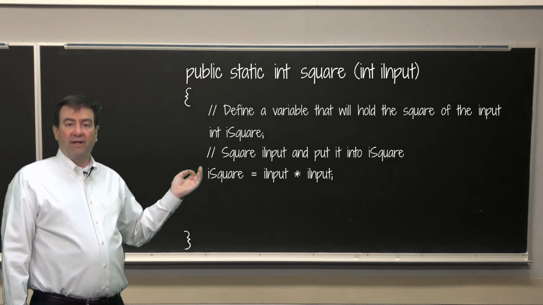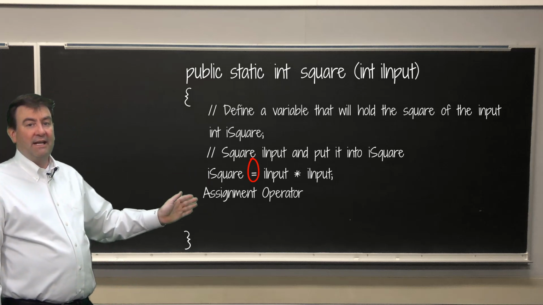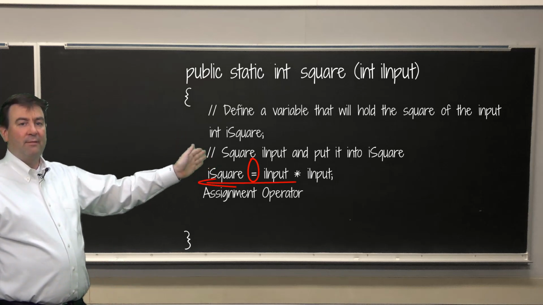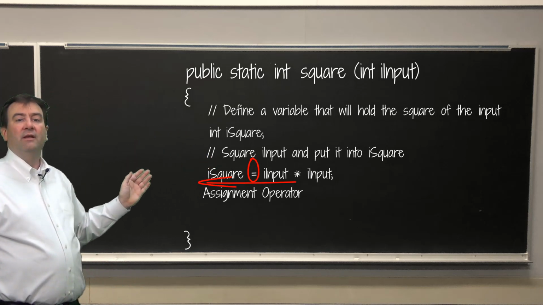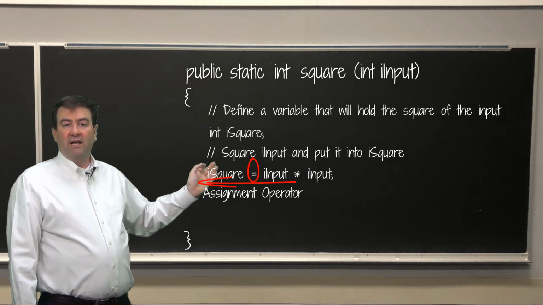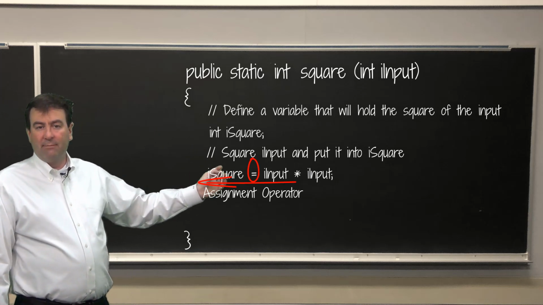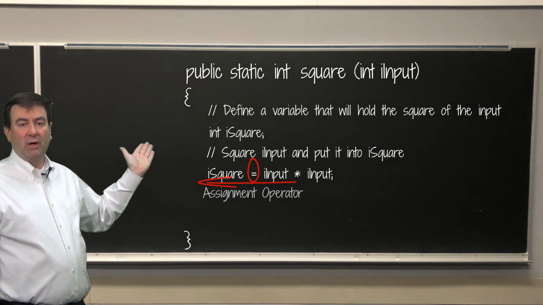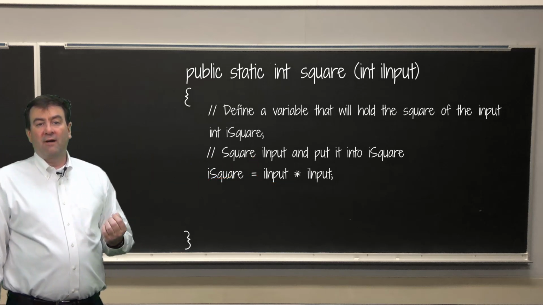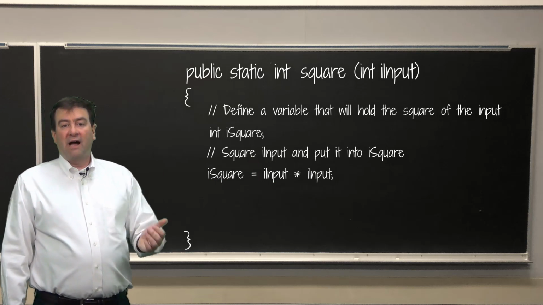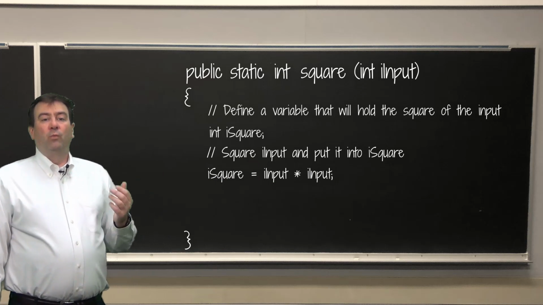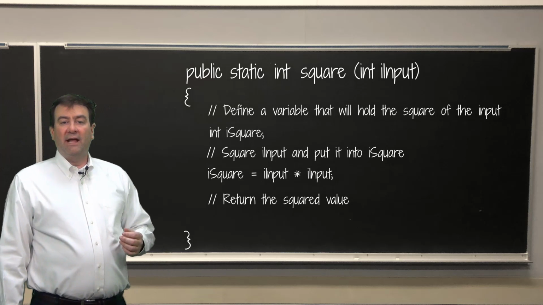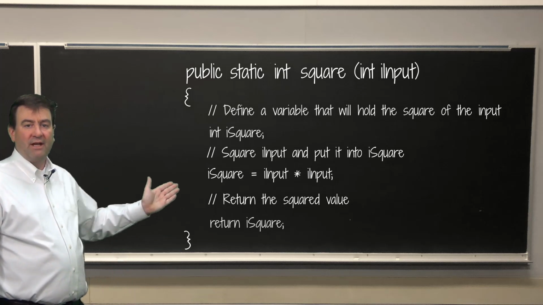You'll notice the equal sign is the assignment operator. It takes what's on the right and puts it on the left. On the right, we evaluate iInput times iInput. We take that number and we put it on the left, or put it into iSquare. iSquare now contains the value of iInput squared. We need to return that, so our last line will be return iSquare.